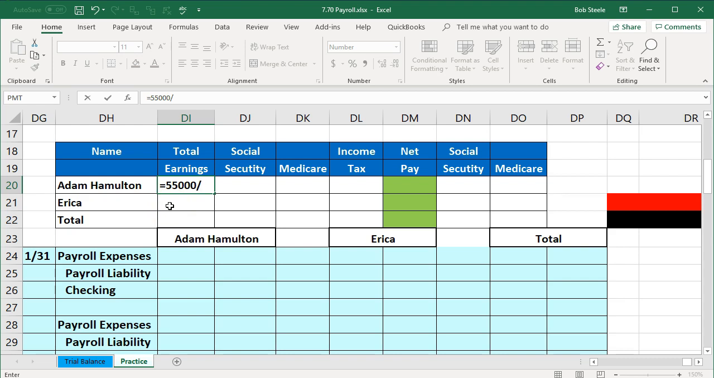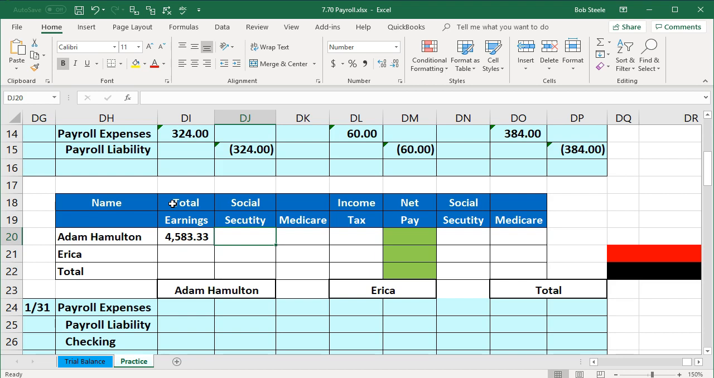We're going to say that we pay Adam every month. We're going to run payroll every month, so divide that by 12. Therefore, Adam would get $4,583.33 per month. Then we're going to say, okay, Social Security is going to have to be taken away from Adam. He's not going to get a check for $4,583.33. He's going to have to pay Social Security as everybody does.